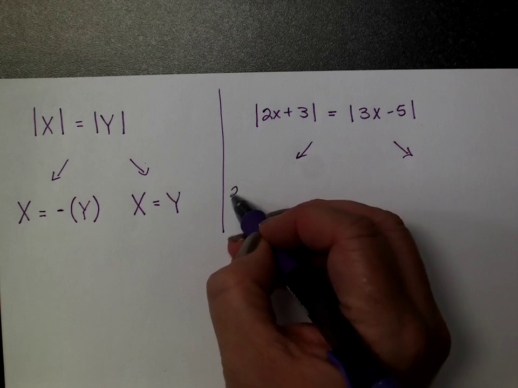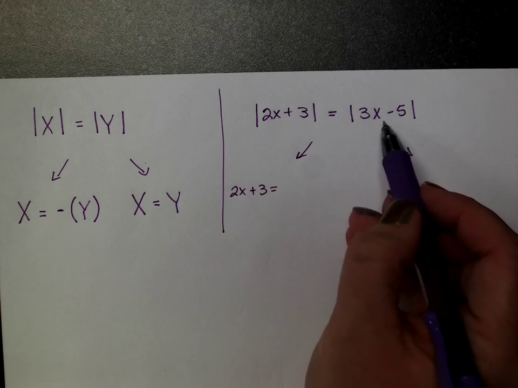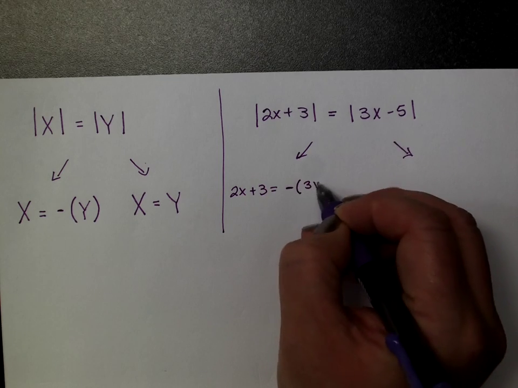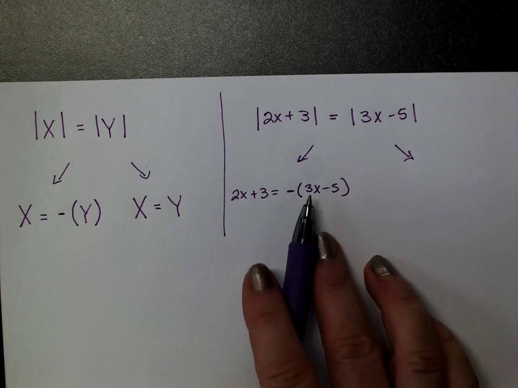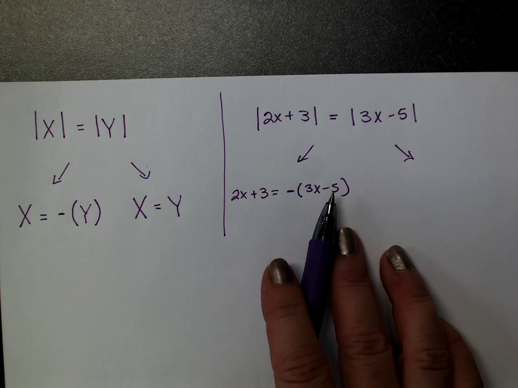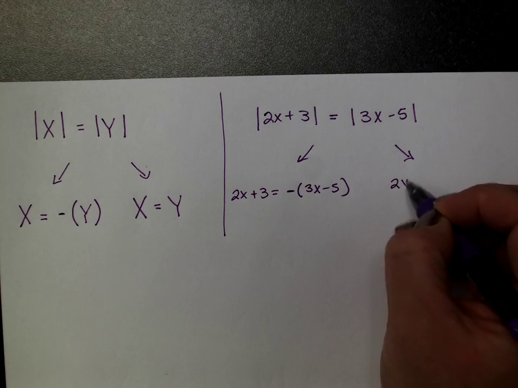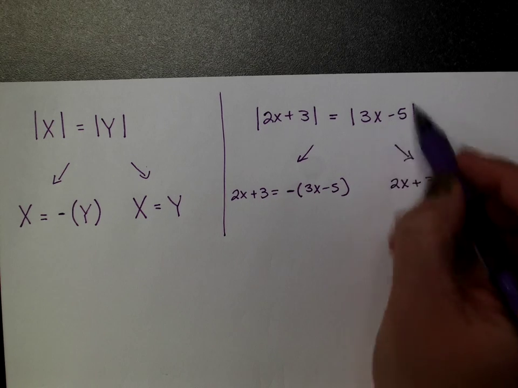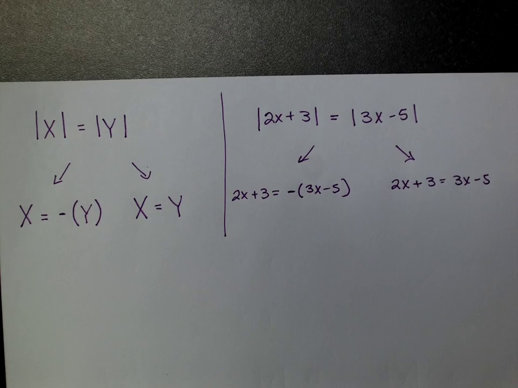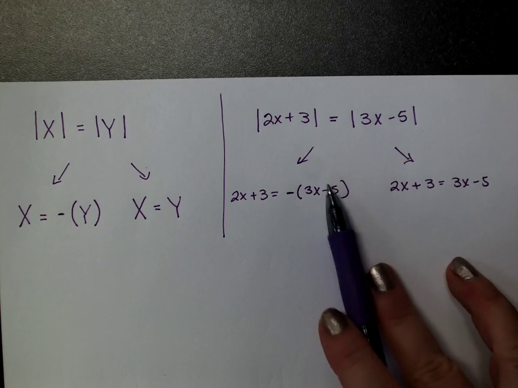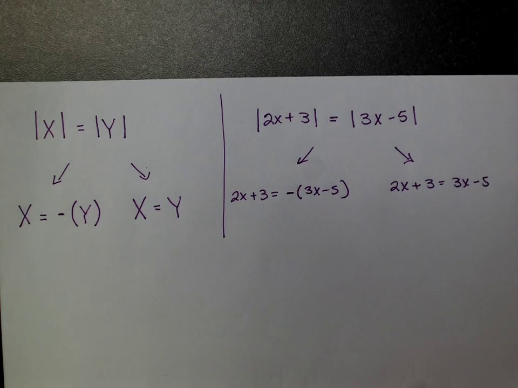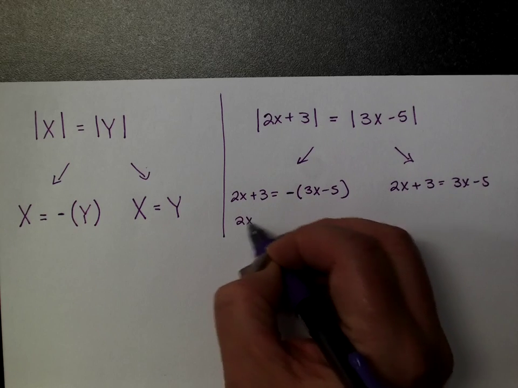So you drop the bars, 2x plus 3 is equal to the negative of this expression to the left. Remember, it's not just the 3x that's going to be negative, but it's also the -5 that's going to be negative, which makes it positive 5. And this one, just drop the bars, and it's equal to the positive version of this expression. So you don't need parentheses, just drop all the bars. This is your -C, but in this case it's -Y, and your positive C, your positive Y. So before you solve this one, of course, you have to distribute.